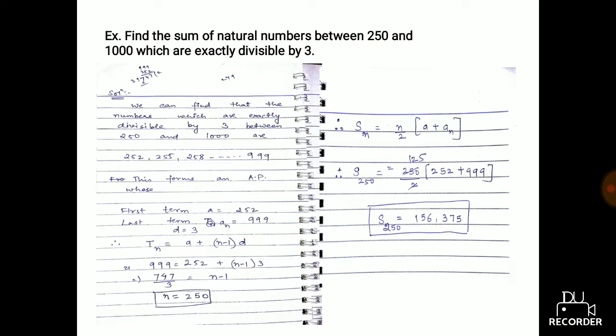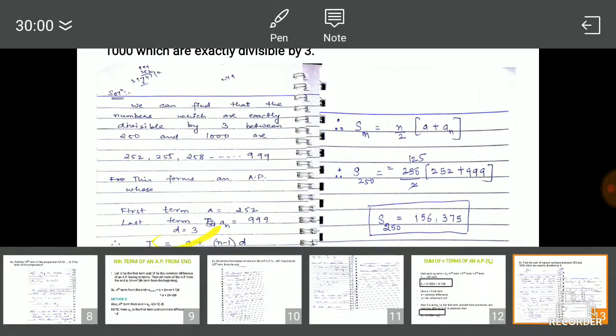Find the sum of natural numbers between 250 and 1000 which are divisible by 3. Divisible by 3 means the remainder is 0. So we can find that the numbers which are exactly divisible by 3 between 250 and 1000 are 252, 255, 258 and so on till 999. We see that 252, 255, 258 are multiples of 3, so obviously they will form an AP and the common difference will be 3. So the first term is 252, the last term is 999, and d is 3.